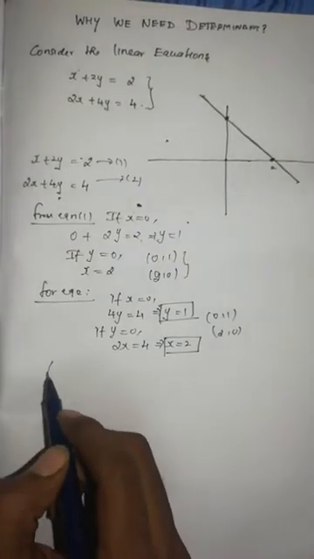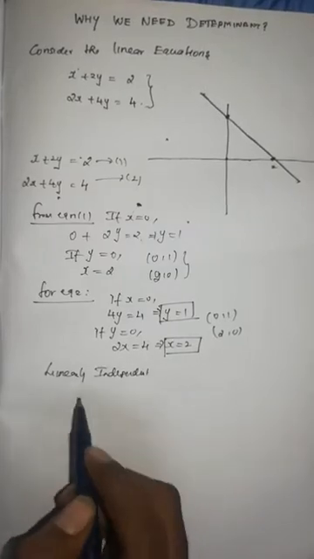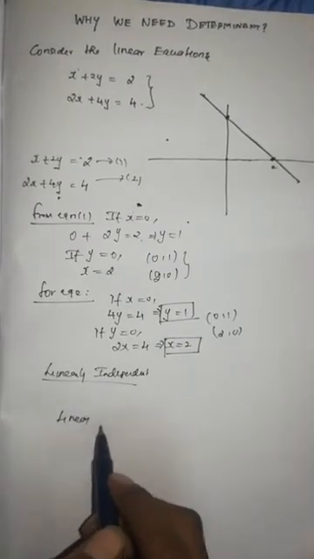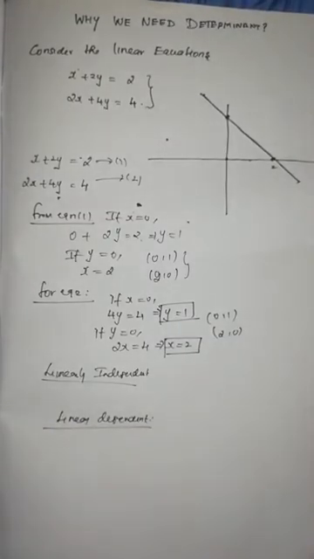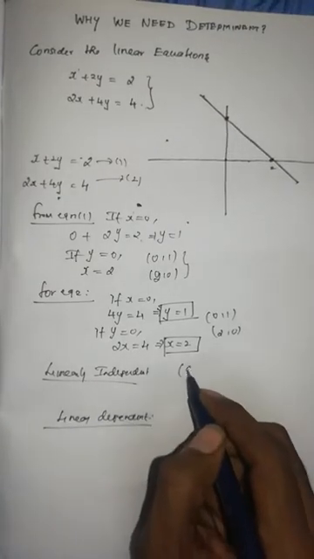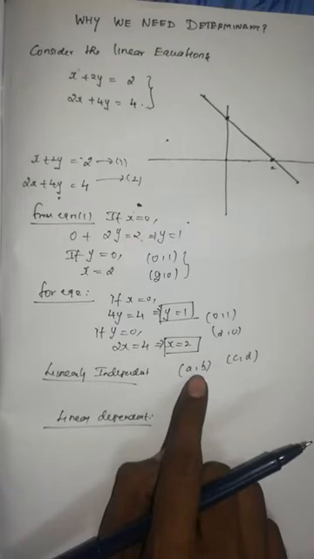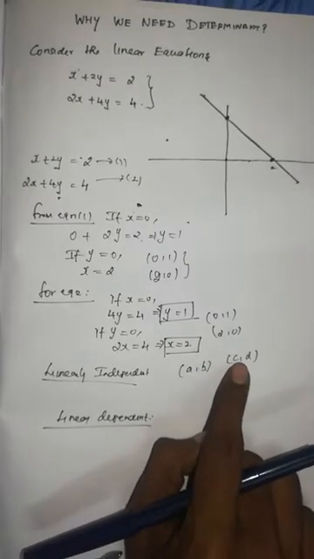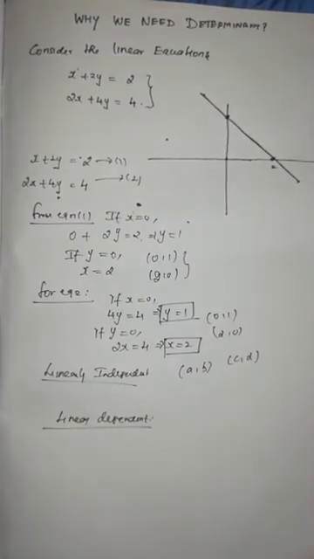Now we want to know what is meant by linearly independent and linearly dependent. So what is linearly independent? Suppose I have two vectors (a, b) and (c, d), and if one vector can be written with the help of the other, then these two vectors are linearly dependent. If we can't write one vector in terms of the other, then they are called linearly independent.